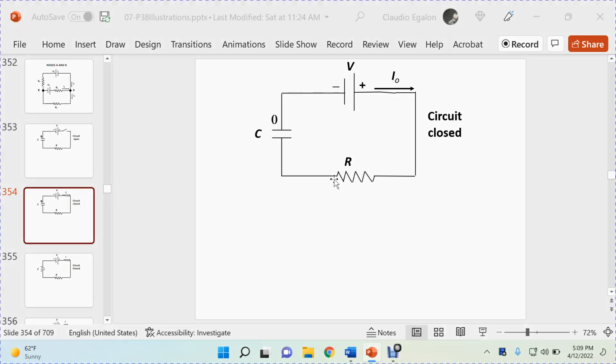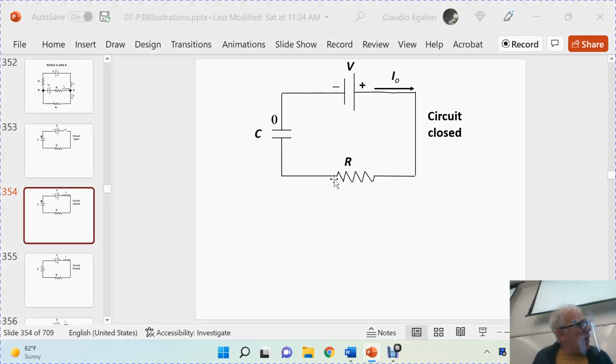Today is April 12. We're back from spring break, and I'm just reviewing what we did two weeks ago. Three weeks ago, right? Two and a half weeks ago.